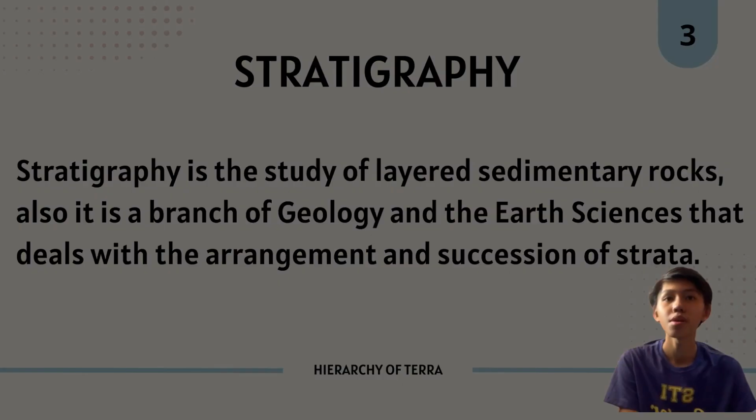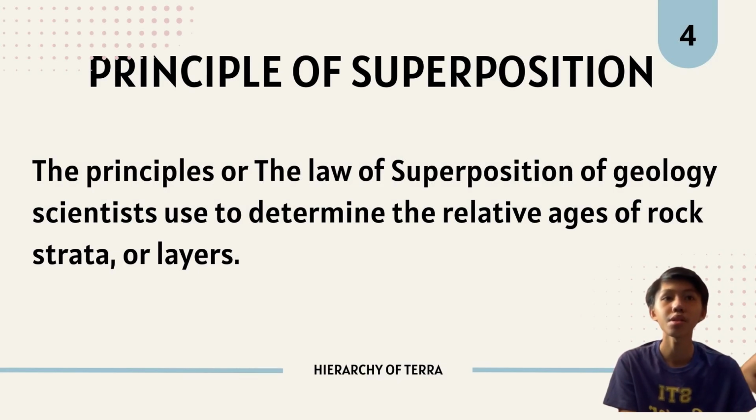The second principle of relative dating is the principle of superposition. This is the law that geology scientists use to determine the relative ages of rock strata or layers. This principle states that layers of rock are superimposed, or laid one on top of another. The oldest rock strata will be on the bottom and the youngest at the top.